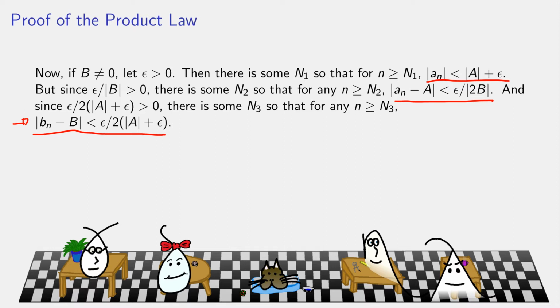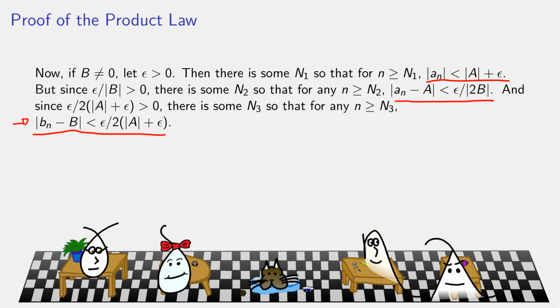Basically what we're doing is we're saying the a_n's can be made very, very close to A, and the b_n's can be made very, very close to B. How close? As close as we want, and we're picking these specific distances. The a_n's need to be epsilon close to A. They also need to be epsilon over 2 capital B close to A. And the b_n's need to be epsilon over 2 times the absolute value of A plus epsilon close to B.